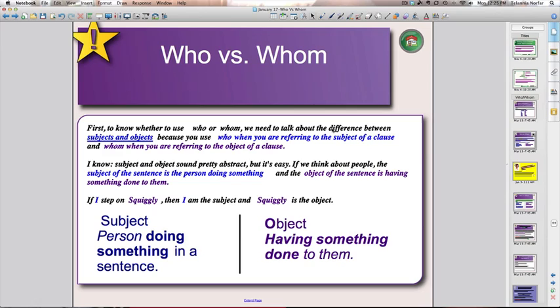I know subject and object sound pretty abstract, but it's easy. If we think about people, the subject of the sentence is the person doing something, and the object of the sentence is having something done to them. If I step on squiggly, then I am the subject and squiggly is the object. So again, subject, person doing something in a sentence, object having something done to them. Pause the video as everyone takes these notes. Unpause when you have finished taking the notes.